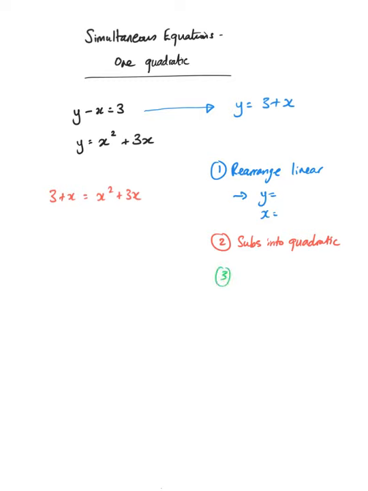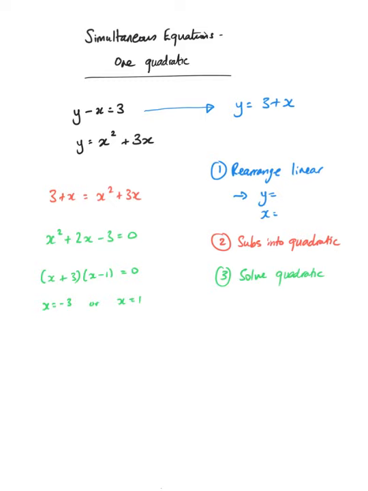Now at step 3, we're going to solve the quadratic. And we can use any of the methods that we've learned, completing the square, using the formula, or factorising. If you remember, the key is to make it equal 0. So I'm going to have x squared plus 2x minus 3 equals 0. I've taken away the x and the 3 from both sides. Now we can factorise this to x plus 3, x minus 1 equals 0. So I know that x equals minus 3 or x equals 1.